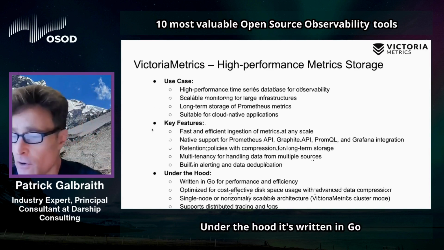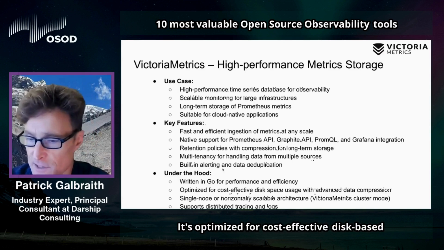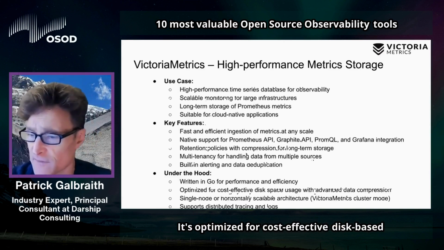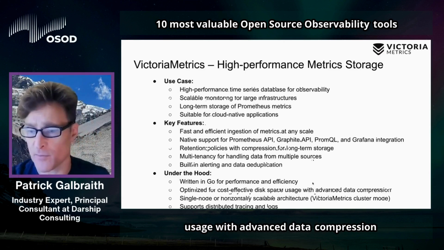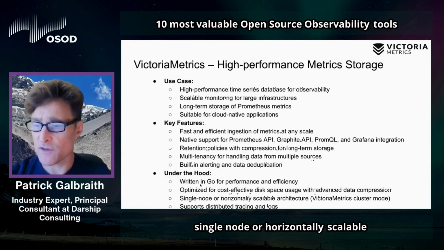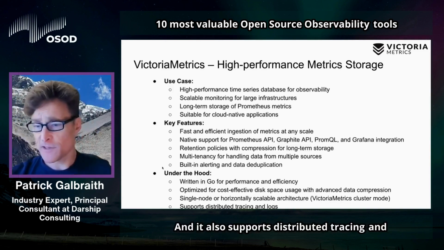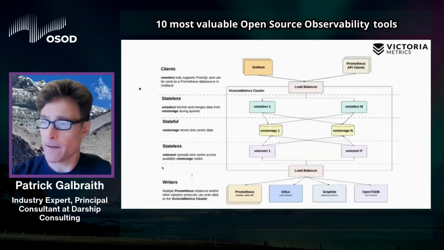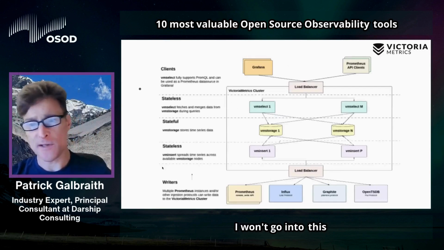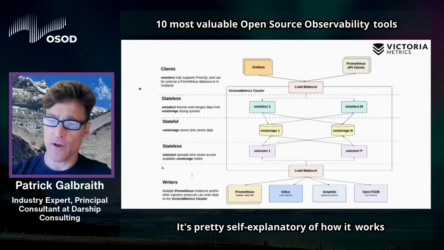Under the hood, it's written in Go for performance and efficiency. It's optimized for cost-effective disk space usage with advanced data compression, single node or horizontally scalable architecture. And it also supports distributed tracing and logs. Here's a graph. I won't go into this. It's pretty self-explanatory of how it works.